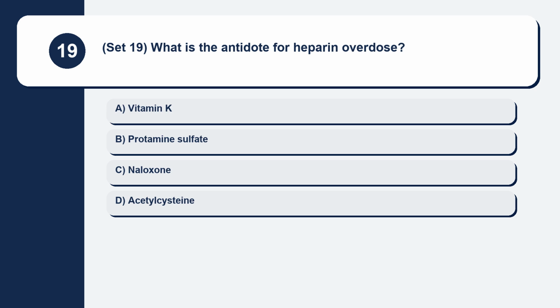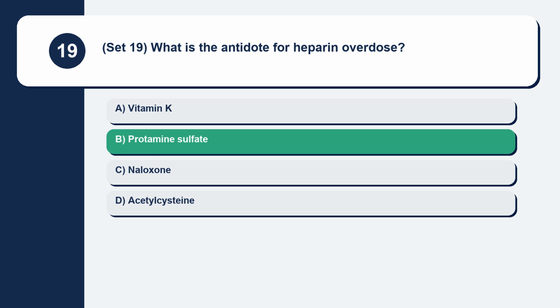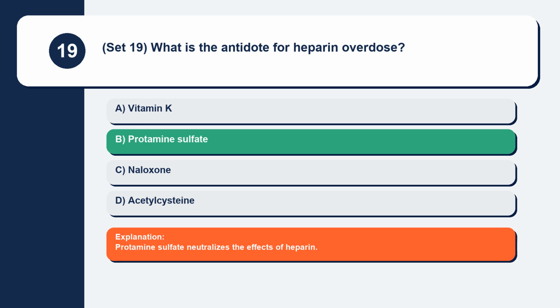Question 19. Set 19. What is the antidote for heparin overdose? Vitamin K, protamine sulfate, naloxone, acetylcysteine. Protamine sulfate neutralizes the effects of heparin.